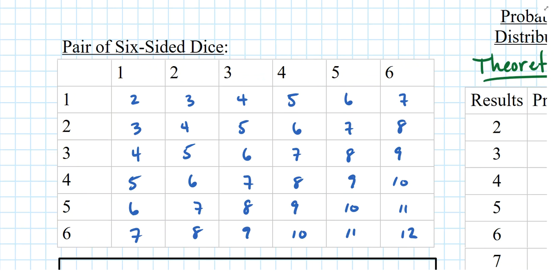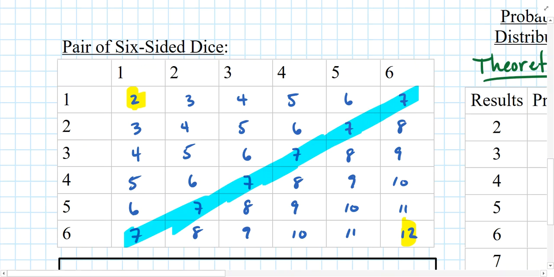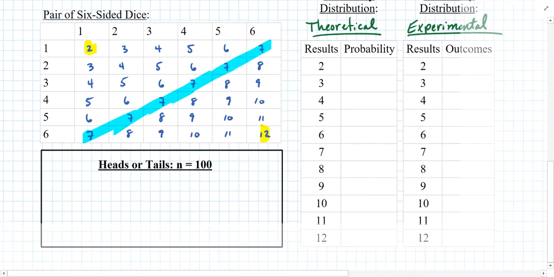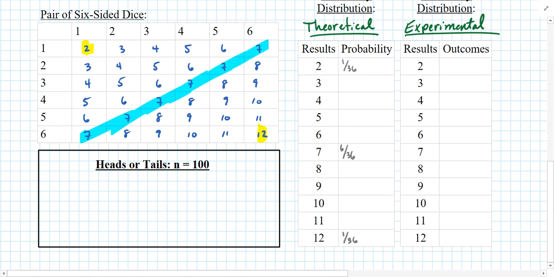You should have noticed that the results existed between 2 and 12, and that each sum did not occur the same number of times. The results 2 and 12 only occur one time each out of a possible 36 outcomes, whereas the number 7 occurred 6 times out of 36. By dividing, we can obtain the probability of rolling each of these sums.